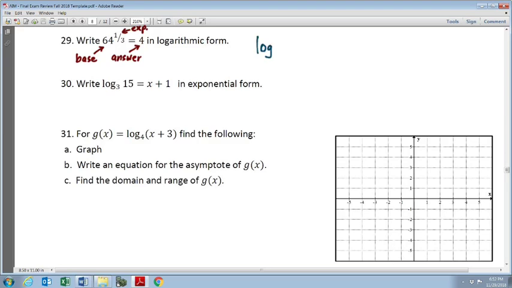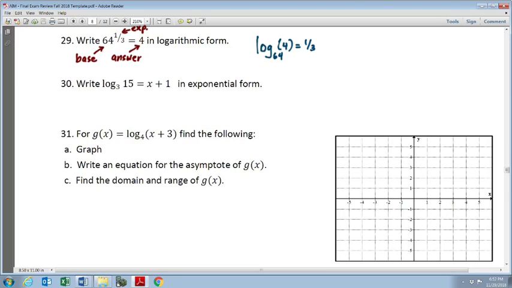You want to first write log. And the base is going to be next. We're going to put it as a subscript. That would be the 64. The answer goes here. And we know that a logarithm is an exponent. So the exponent, which is 1/3 in this case, will go by itself. And that's always the case when you're in log form. The exponent goes by itself.